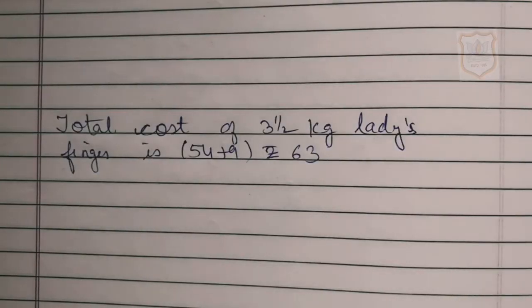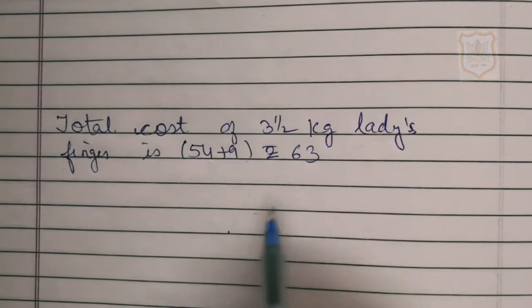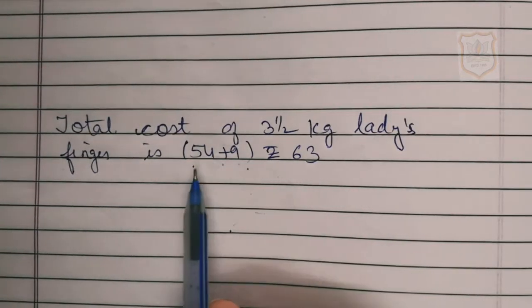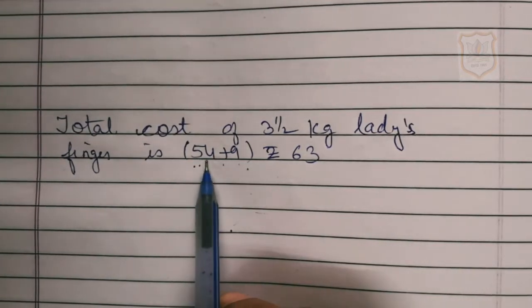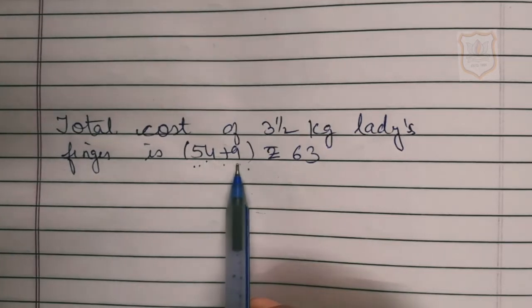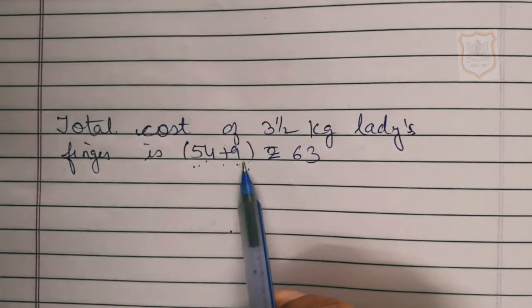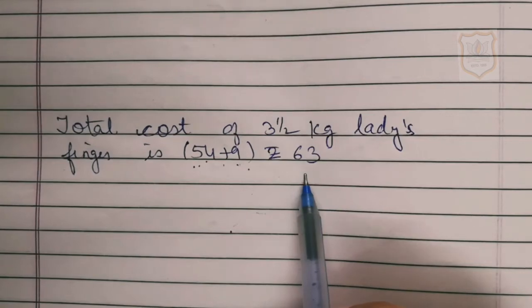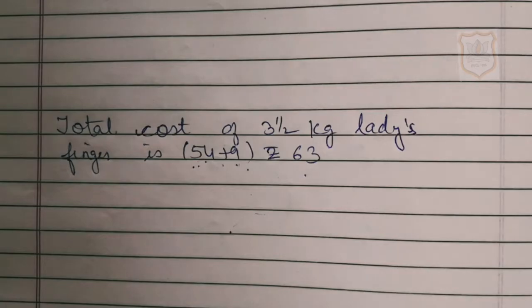Now students, total cost of 3.5 kg of lady's finger is 54 plus 9. Cost of 3 kg of lady's finger was 54 and the cost of half kg of lady's finger was 9. By adding 54 plus 9 we will get rupees 63. So total cost of 3.5 kg of lady's finger is rupees 63.